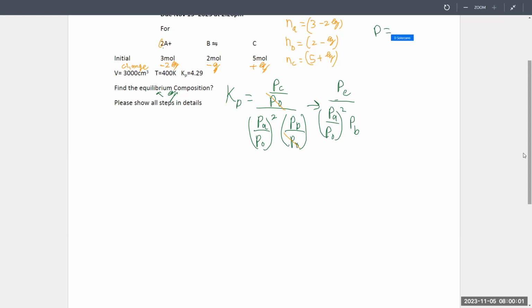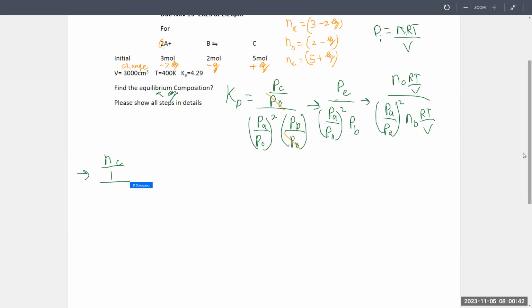From there, you can plug in your P equals nRT over V, and you do the I because it's for that specific compound. So then that's going to be NC RT over V divided by, I'm just going to leave the PA over P naught the same because that's not going to cancel out. It's going to cancel out with B. And then NB RT over V, which those 2 are going to cancel out. And then that's going to get you NC over 1, how I like to think about it, over, we can put that squared in though. So PA squared over P naught squared V over N1.